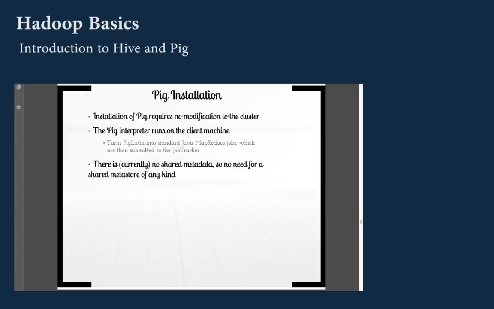Installation of Pig requires no modification on the cluster. The Pig interpreter runs on the client machine and turns Pig into standard Java MapReduce jobs, which are then submitted to the job tracker or resource manager. There is no concept of metadata in Pig, because Hive makes you believe that there are tables, but Pig still deals with normal files. So Pig does not let people believe that there are tables. Pig still works on flat files.